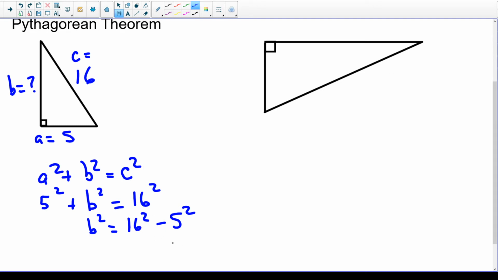At this point, I would have to refer to a calculator. I'm just going to do this off screen. I'm not going to pull the calculator on screen just so that we can save some time. So we have 16 squared minus 5 squared, and that is equal to 231.